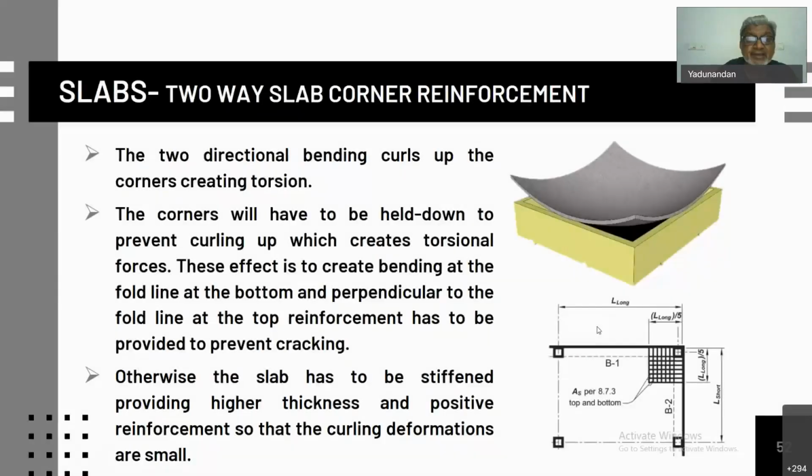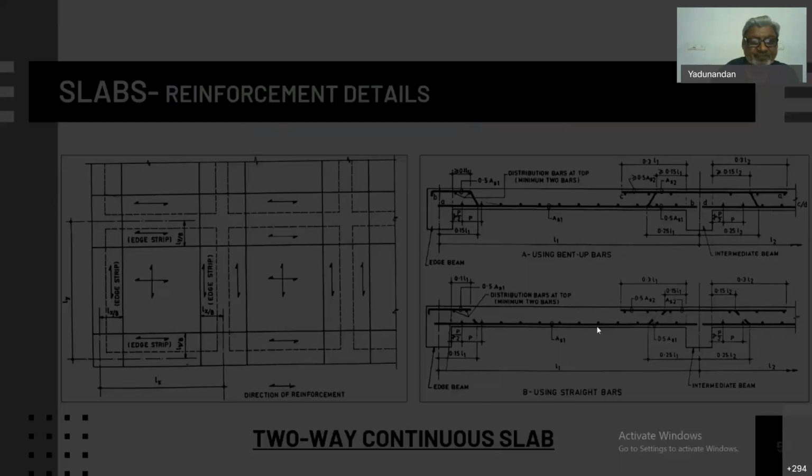And similarly, you see that the two-way slab has corner reinforcement. In two-directional bending, the corners curl up, creating torsion, and so they have to be held down to prevent curling up, which introduces torsional forces. So you provide corner reinforcement to take care of the torsional forces. This is provided for a distance of L by 5 of the short span in both directions, and 60% of the reinforcement provided in the middle is provided there to take care of such curling up.